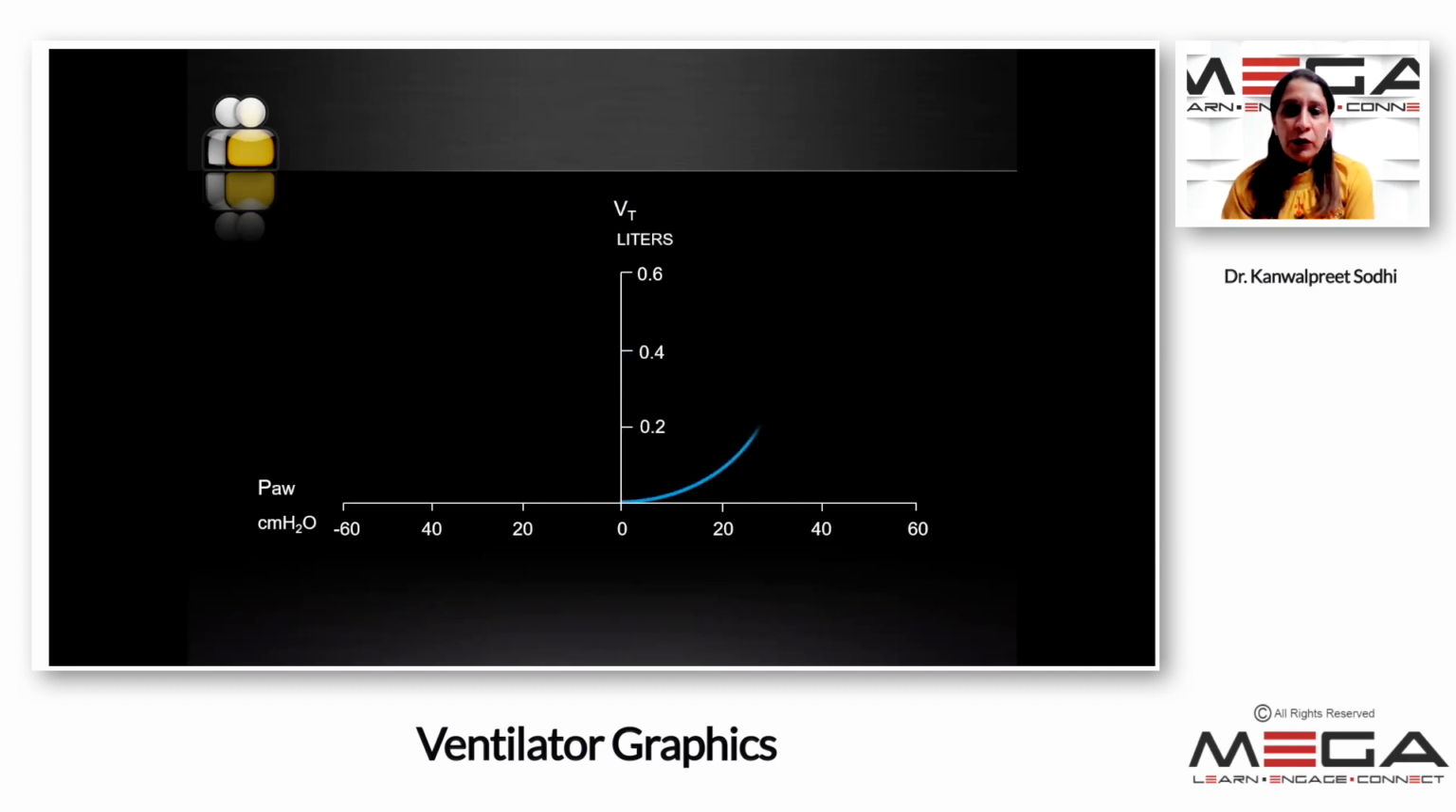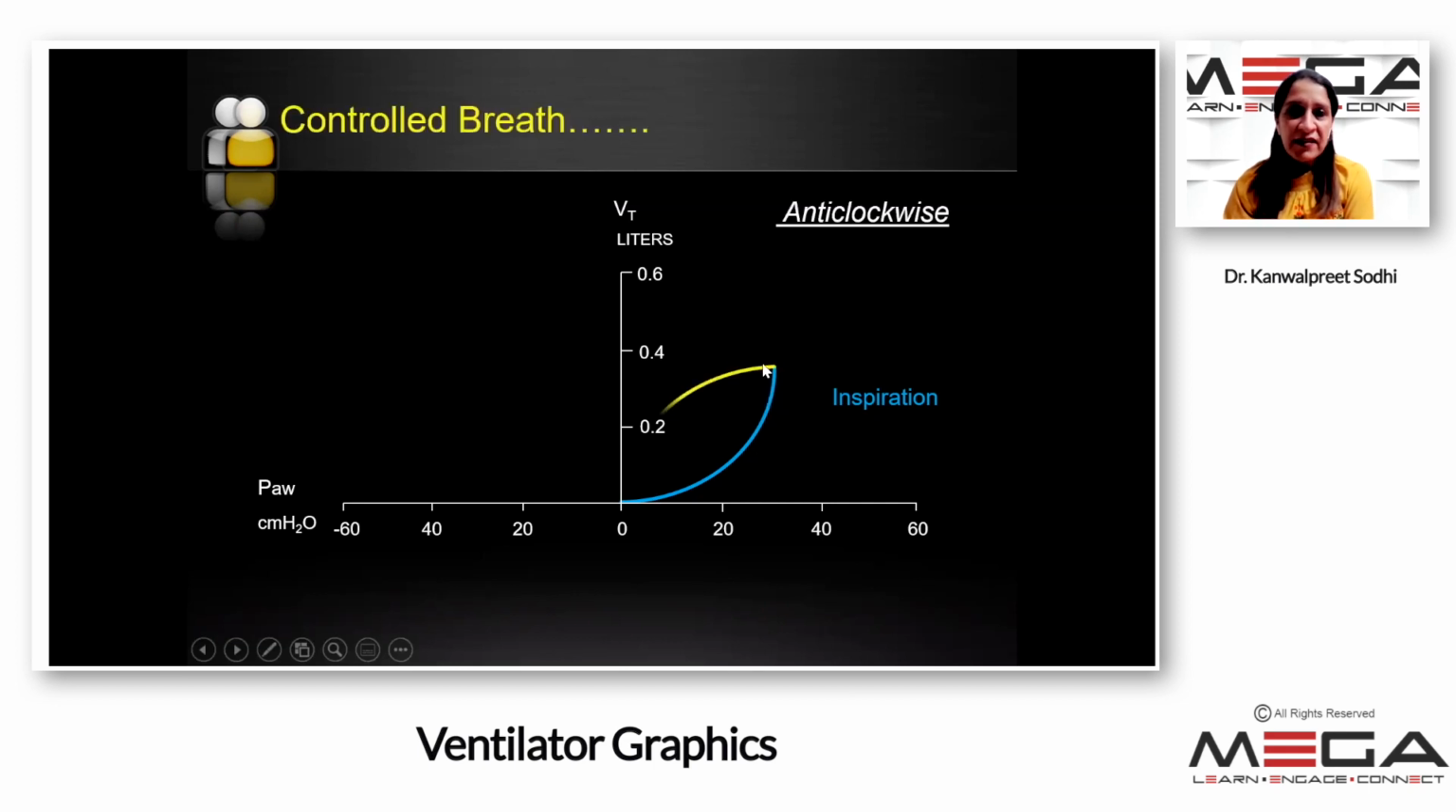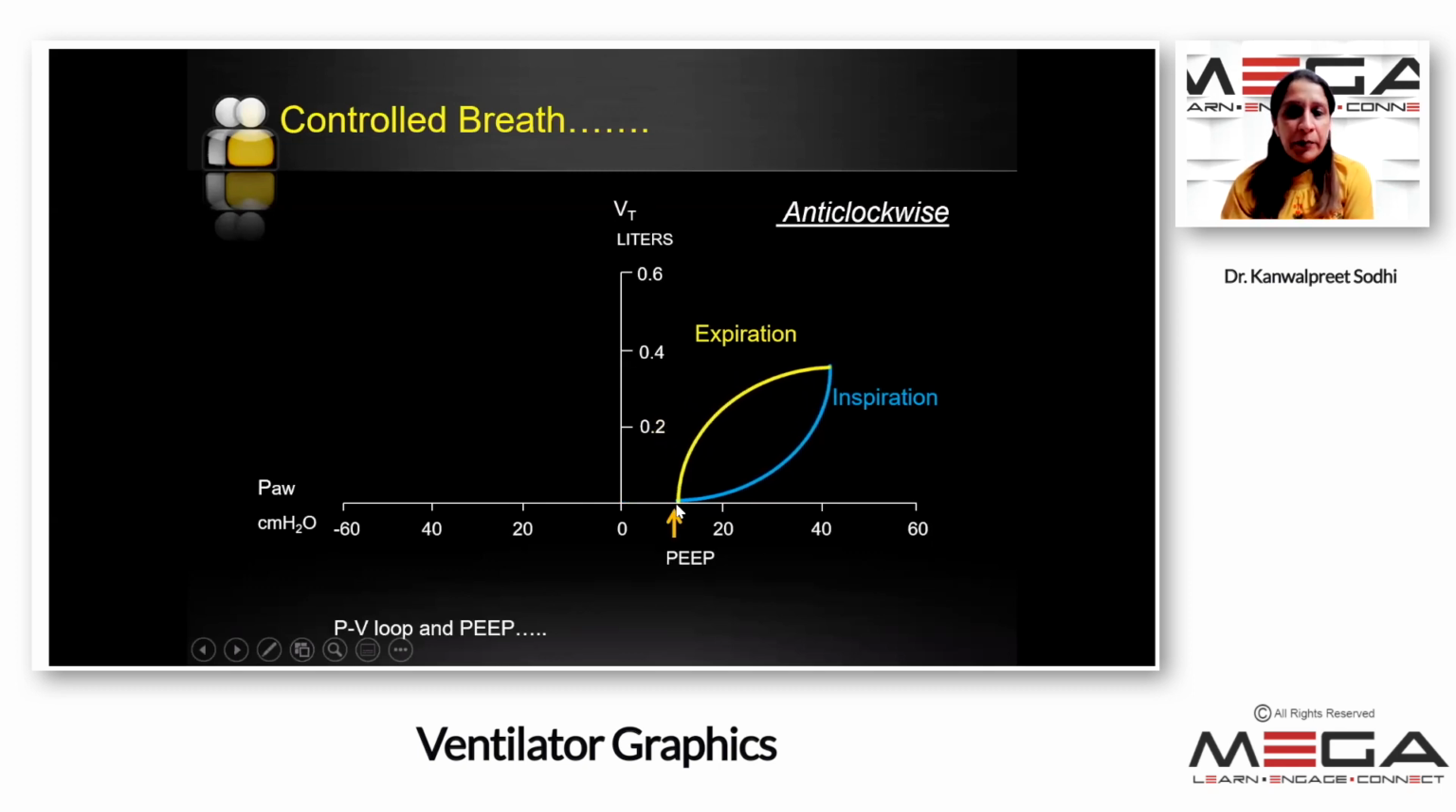Okay. Now, if we talk about the controlled breath, this is the inspiration. Controlled breaths are always positive pressure breaths. So we apply a positive pressure, and this is the inspiration, and this is the expiration. And this is an anti-clockwise movement of the pressure volume loop. And this is always a controlled breath, right? And what if we apply PEEP? The same loop basically turns towards the right, with the pressure increased by the set amount of PEEP.